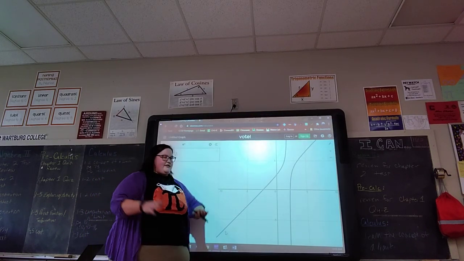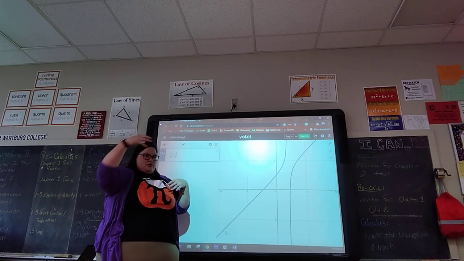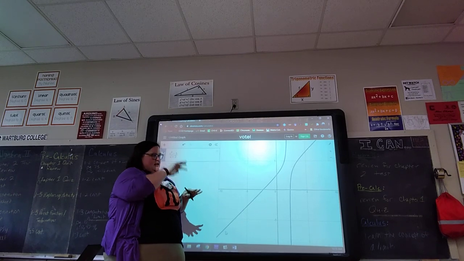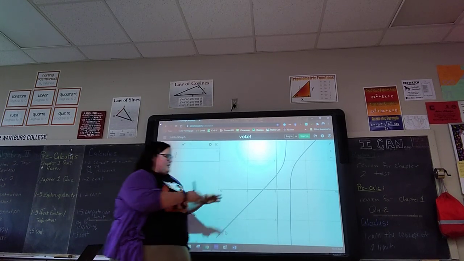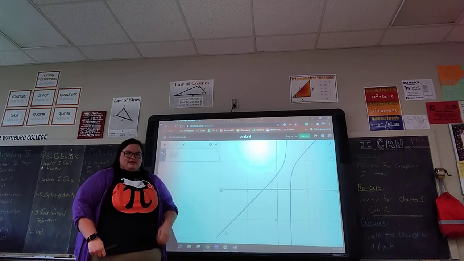If your graph's going every which way at that value, so it's not really a nice smooth curve like our sine of x was, we can't give a value. Sine of x was a nice smooth curve, it just had a hole in it. This one's going all different directions at 2. So the limit does not exist.